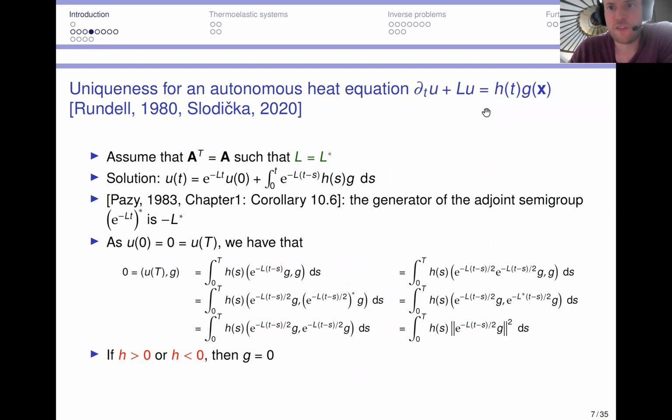Let's now extend this result for a more general source where we have a product of H with G. We can show that there exists a unique solution if the operator L is self-adjoint, and if we suppose that either H is strictly positive or strictly negative. In that case, we have the uniqueness of a solution. When H changes its sign, then it's possible to construct a counterexample that violates the uniqueness of a solution.